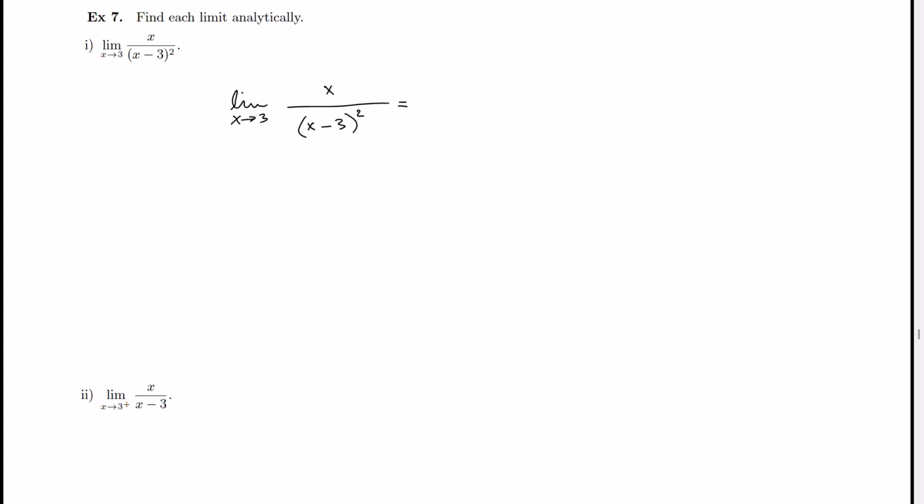And as usual, the first thing we're going to do is try the direct substitution method, where we plug the number into all the x's. In this case, the number we're plugging in is 3 because that's what x is approaching. So I put 3 on the numerator and 3 in the denominator where x is found, and I'm going to end up with 3 divided by (3 minus 3), which is 0, and 0 squared is exactly equal to 0. And unfortunately, 3 over 0 is not defined.